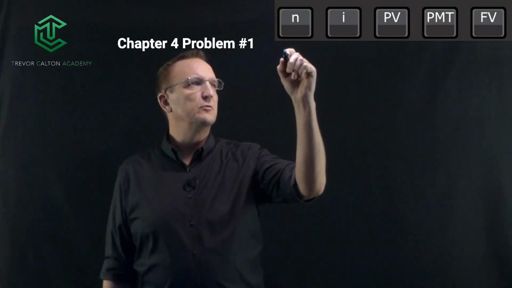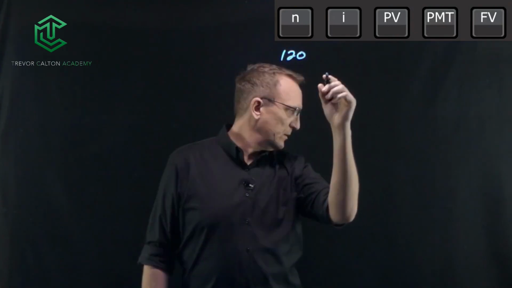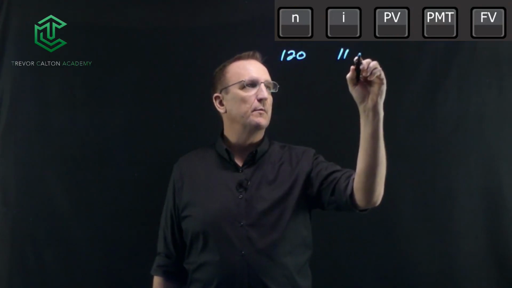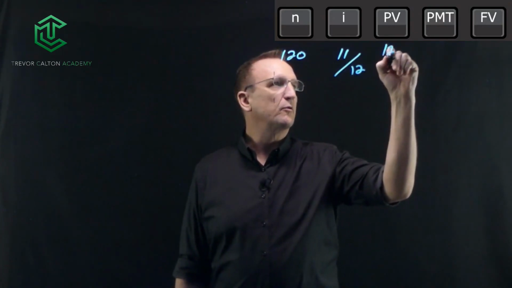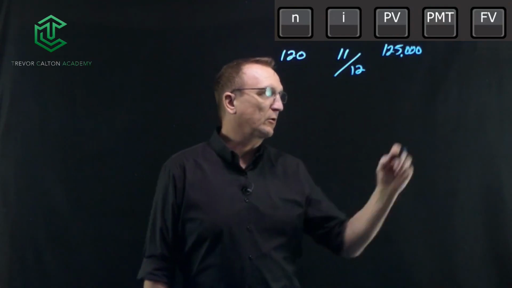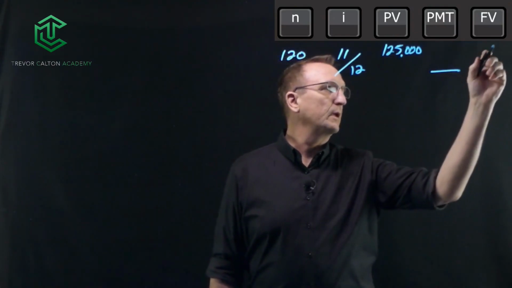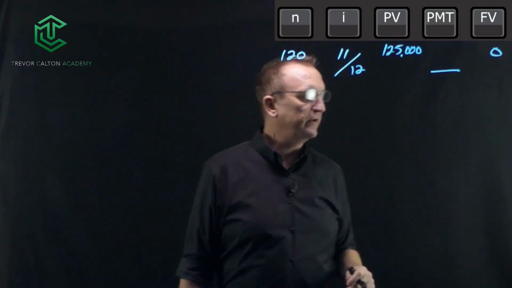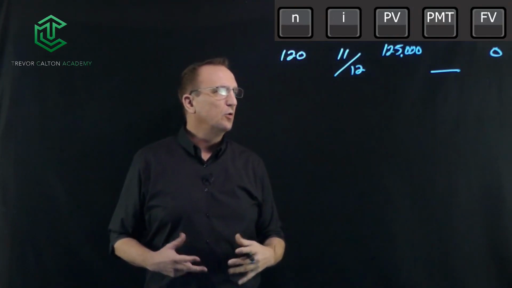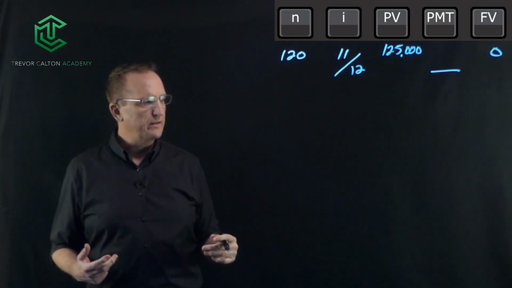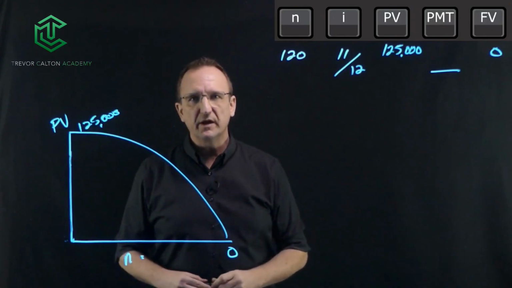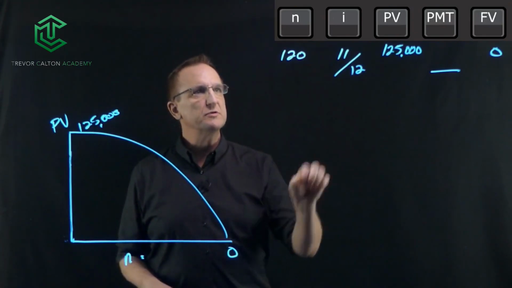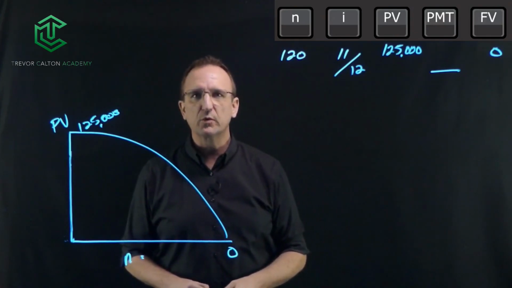So it's a 10-year loan, which is 120 months at 11%. And because this is going to be monthly compounding, we're going to divide that by 12. The loan is for $125,000. We are solving for payment, and it's a fully amortizing payment, which means we want the payment to go down to 0. So we have a $125,000 loan over 10 years, but it's a monthly payment, so we need to know how many months that is.